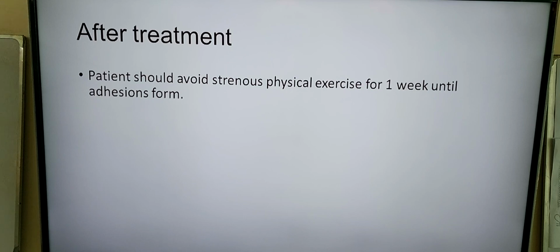After treatment, the patient should avoid strenuous physical exercise for at least 1 week until adhesions form, and he should come for review after 1 to 2 weeks.